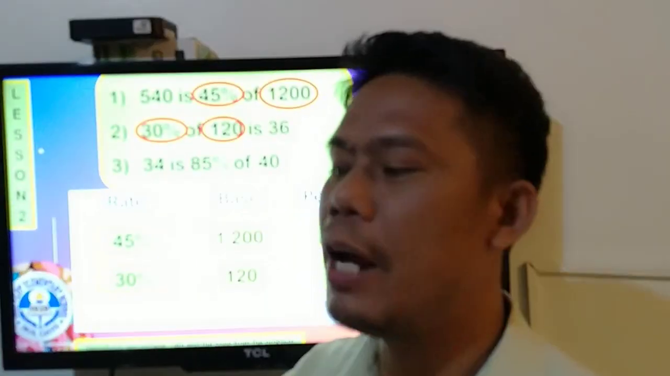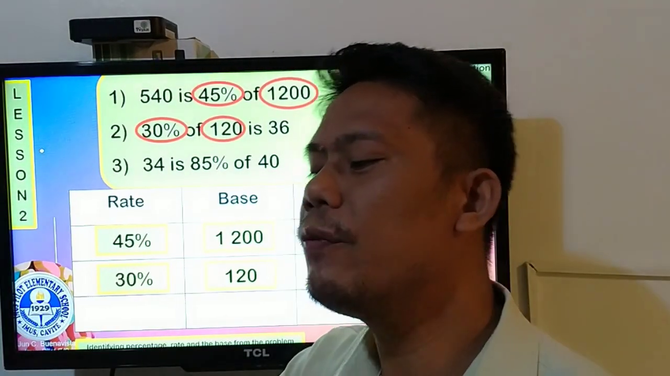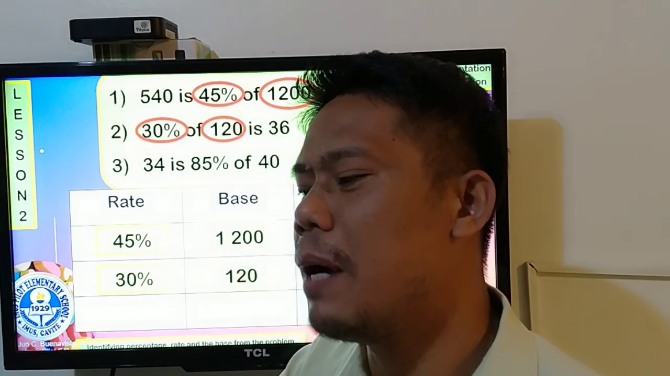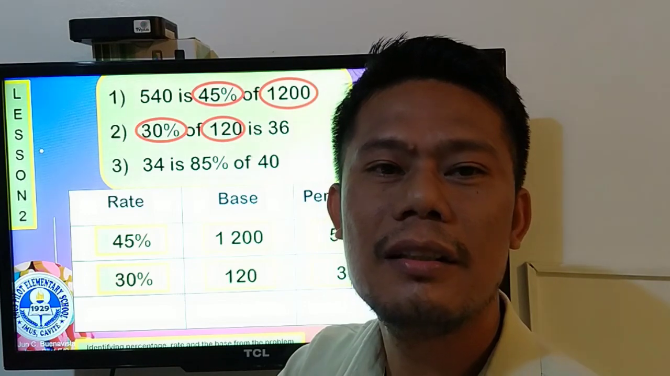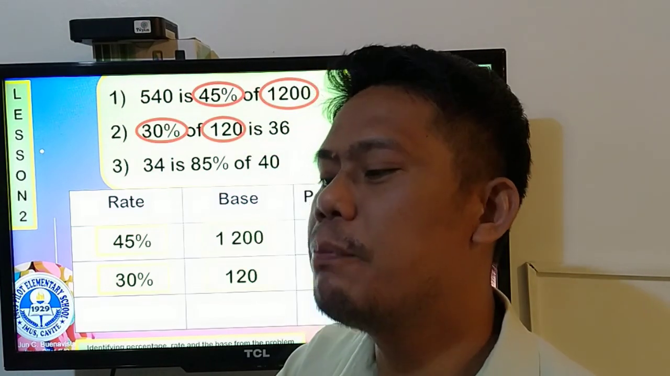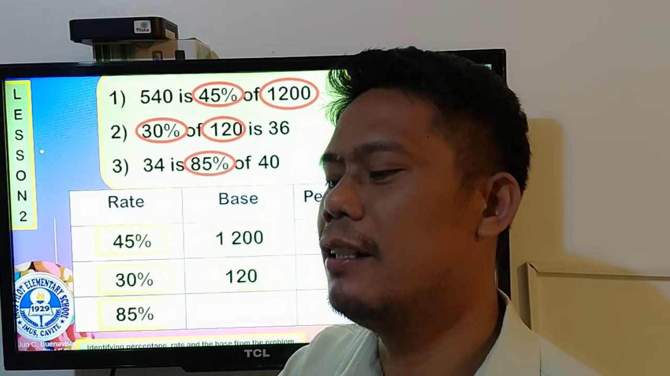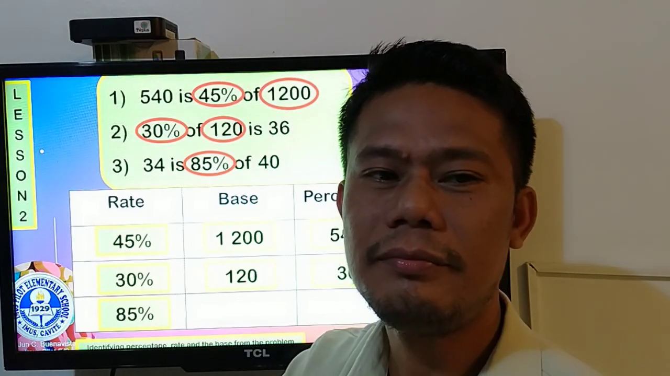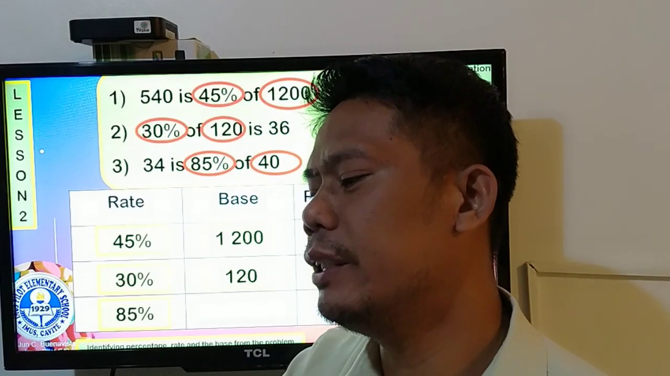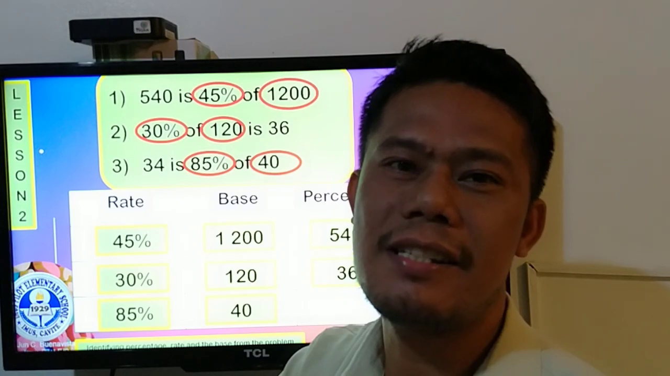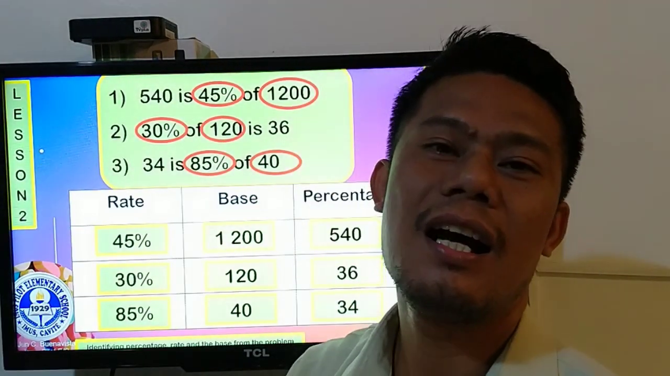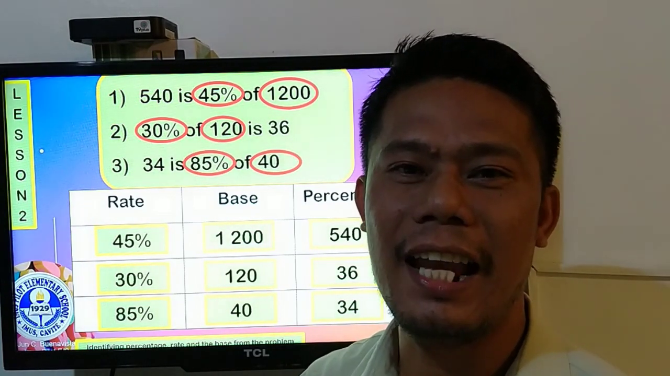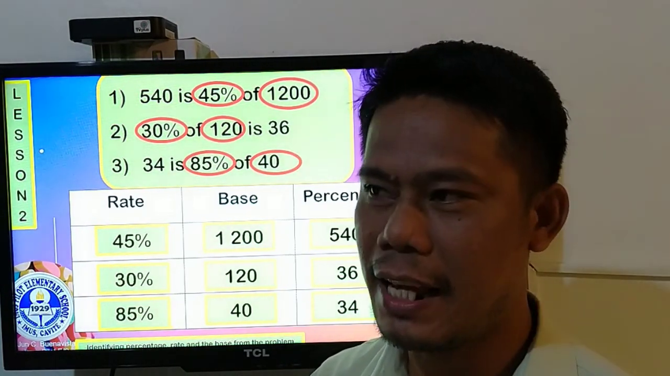Then the last one, number 3: 34 is 85% of 40. So what is the rate? 85%. Okay, how about the base? 40, very good. And the percentage is 34. So that is how to identify the elements of percent.